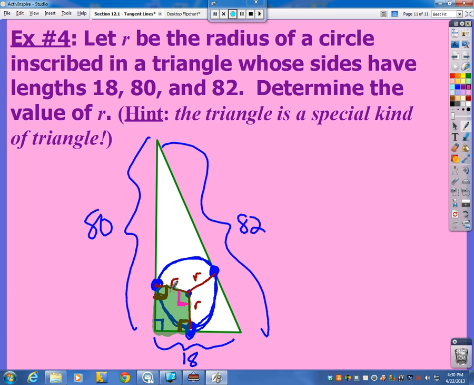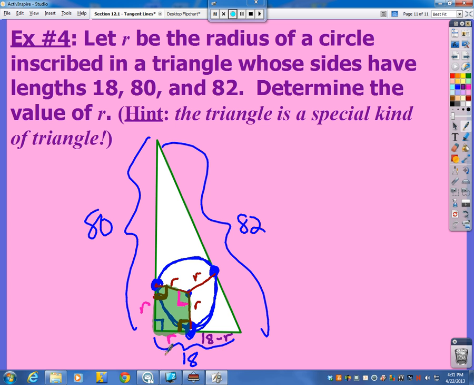Well, adjacent sides are congruent, which means the opposite sides are also the same values, that this is r and that's r. So this is really a square. Okay, where are we going to go with this, Mr. G? I'm so glad you asked. If this is r, what's the leftover piece of this? Well, it would be 18 minus whatever r is.